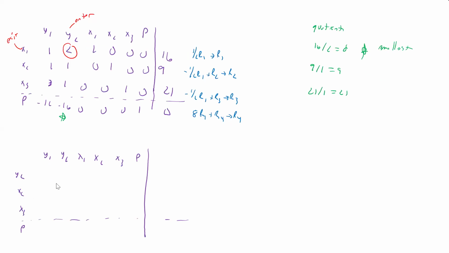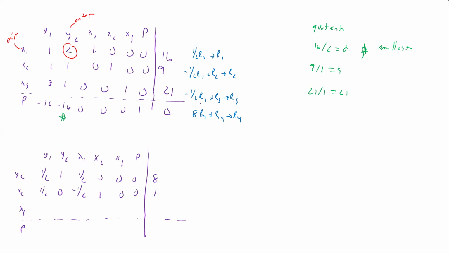So now what we need to do is go ahead and finish this. We were doing half row 1. That's going to be a half, that's going to be a 1, that's going to be a half, that's going to be 0, 0, 0, 8. Then we take minus row 1 plus row 2. So minus that plus that gives us a half, a 0, minus a half, a 1, a 0, and a 1.